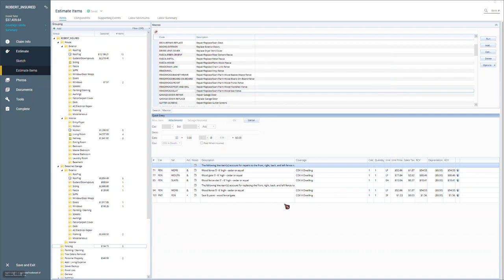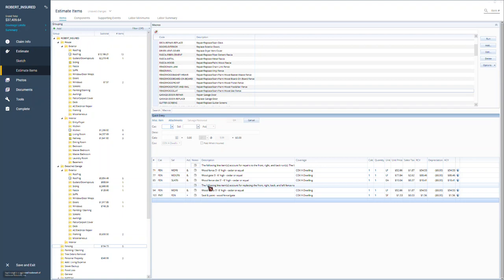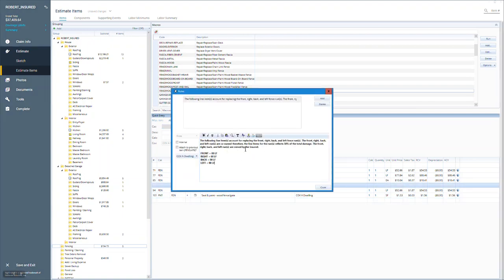Okay, so that's done. And now we're going to go to our second little text note here. The following line items account for replacing, not repairing, replacing the left run. This is another F9 note that's built into the fencing macro that we use on the Xactimate side. Again, all of it's here for you to just edit. That's all we're doing, taking all that out. We don't need to deal with the front, right, and back runs. We've already dealt with all that.